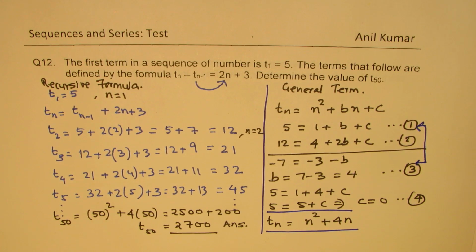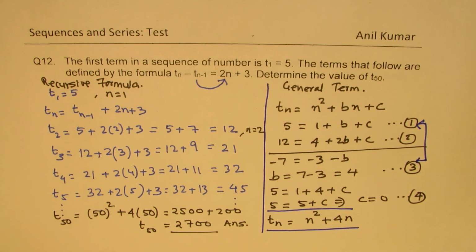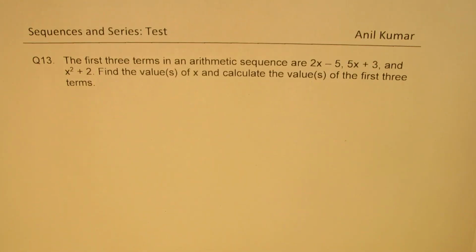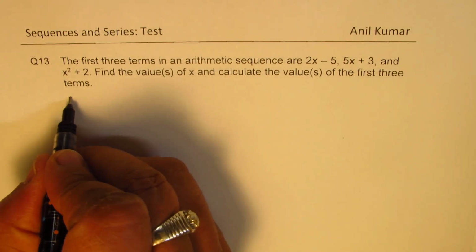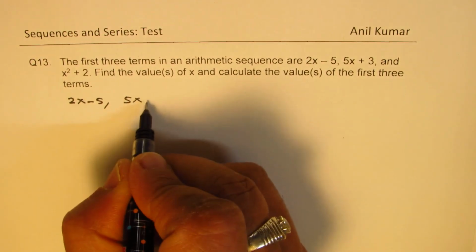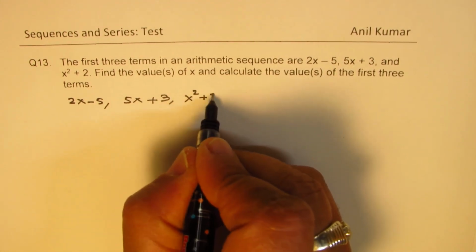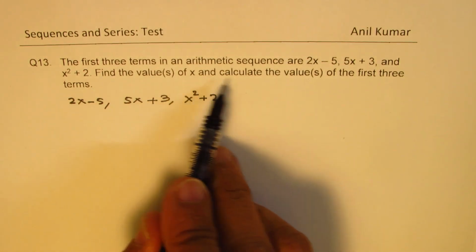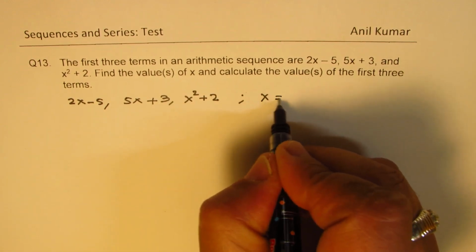Now this is a very interesting and useful example. I'd like you to once again go through this and then look into the solution of the last question here, which is question number 13. The first three terms of an arithmetic sequence are given as 2x minus 5, 5x plus 3, and x squared plus 2. Find the values of x and calculate the values of the first three terms. We have to find what x is, correct?